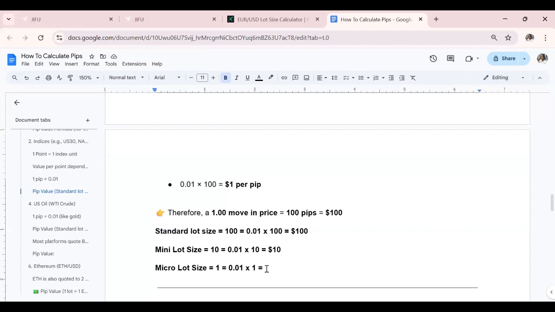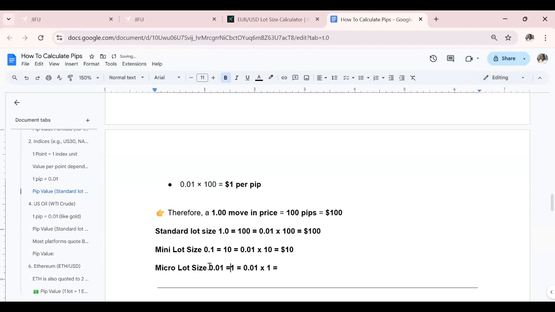So micro lot size, yeah, I was actually right. Standard lot size, of course, is 1.0. Mini lot size is, of course, 0.1. And then micro lot size is actually 0.01. So yes, I was actually right.